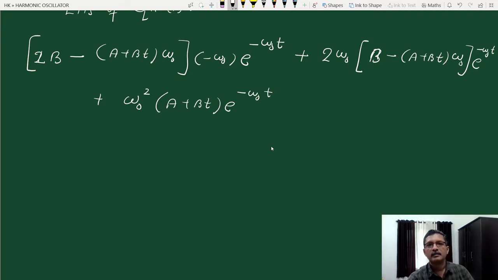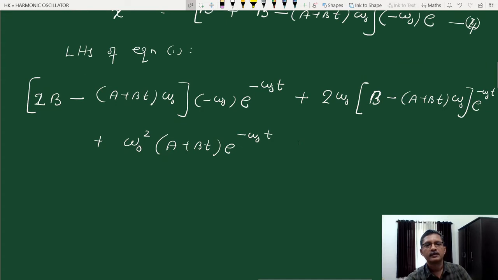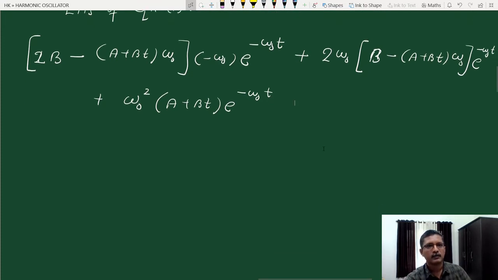Now, let's add the different terms. Maybe first we will take common terms outside. We have to check whether this is equal to 0. So for that, let us take the common terms outside, then it will be easier. There is a minus omega 0 e raised to minus omega 0 t here, and there is omega 0 times e raised to minus omega 0 t here, and here also you can take omega 0 e raised to minus omega 0 t outside. Therefore, let us take omega 0 e raised to minus omega 0 t outside. So what is remaining?